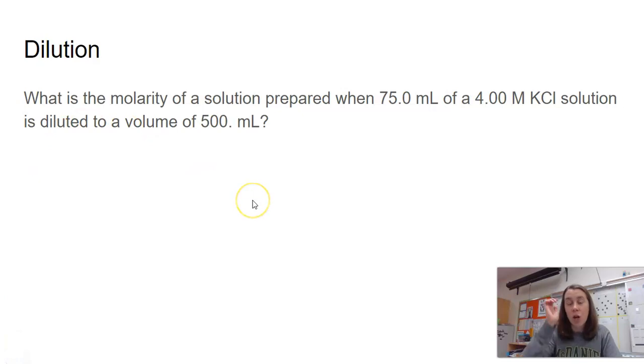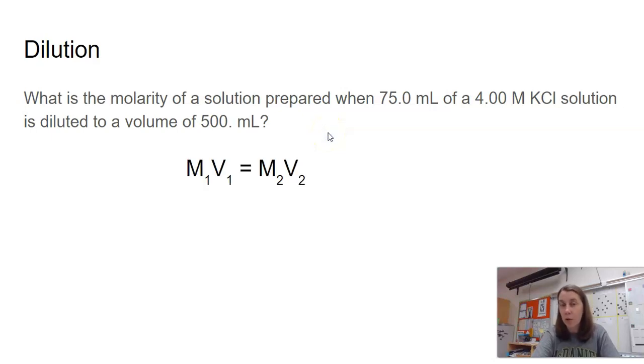Okay, so now let's talk about dilutions. Sometimes you want to make your solution from the solid form, so you need to know a number of grams, but sometimes you might have a solution already prepared that's more concentrated, and you want to dilute it like we did with the orange juice to get something that's useful for what you're doing. So this question is, what is the molarity of a solution prepared when 75 mL of a 4 molar KCl solution is diluted to a volume of 500 milliliters? The equation for this is M1V1 equals M2V2.